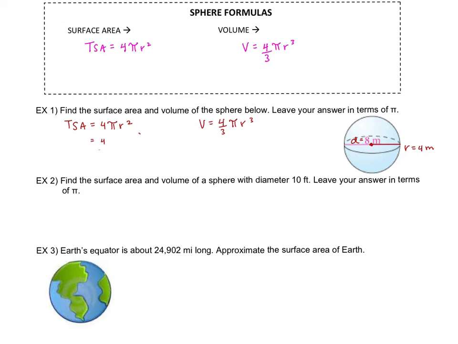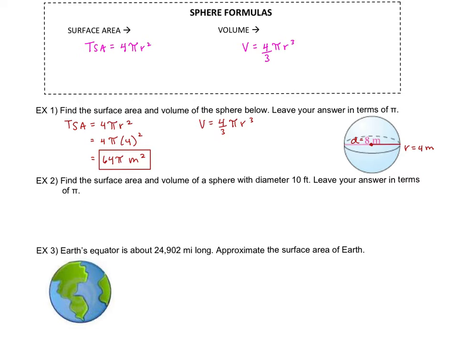So for total surface area, it'll be 4 times pi times 4 squared. So 4 squared is going to be 16. 16 times 4 is 64. And since we're leaving this answer in terms of pi, it will be 64 pi. And since we're looking at total surface area, we will measure that in 2-dimensional, so it will be meters squared.